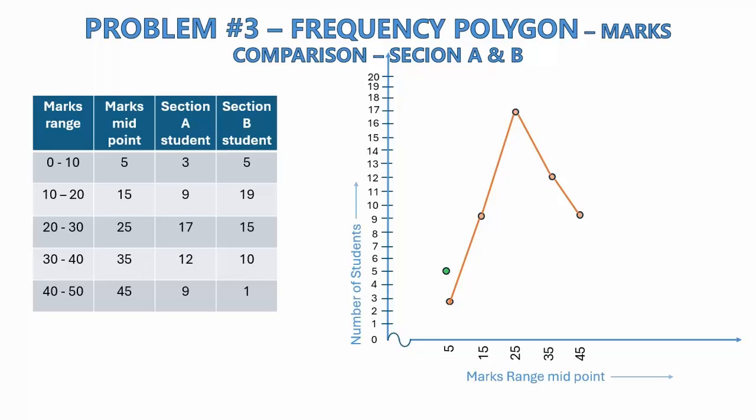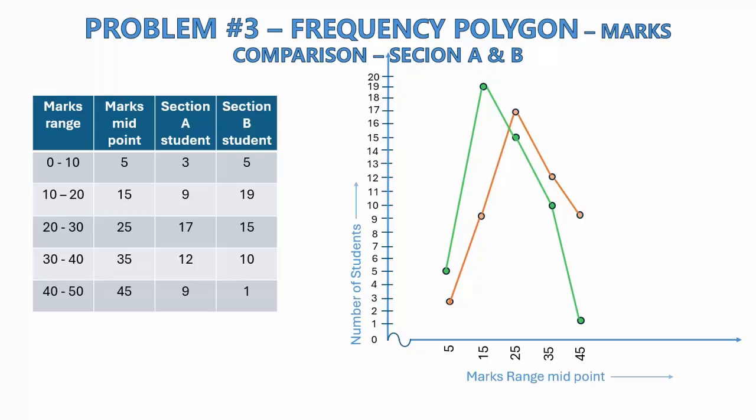Section B, let us put it in green so that we can compare. So here we have 5, 5, right, and again 15, 19, right. So in this range there are 19 students, and again 25, 15, right. So we have that. Then 35, 10, so we have a point there, and finally 45, 1, we have a point there. Okay, and we just join it with lines to get the frequency polygon of section B, which is in green.